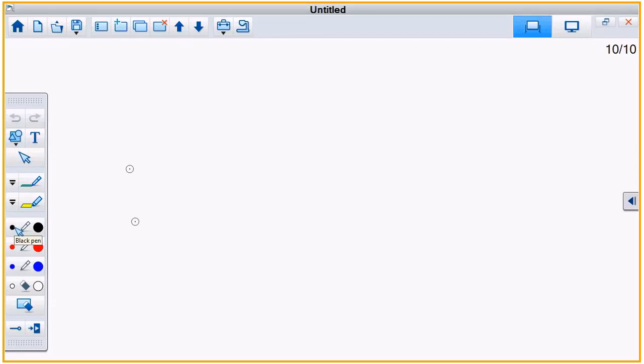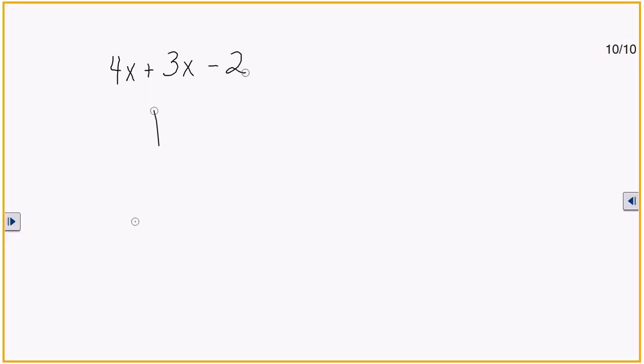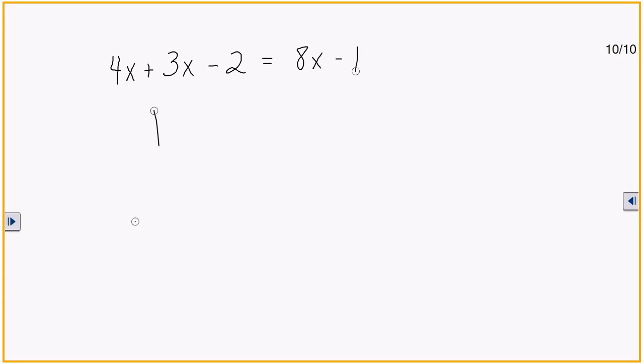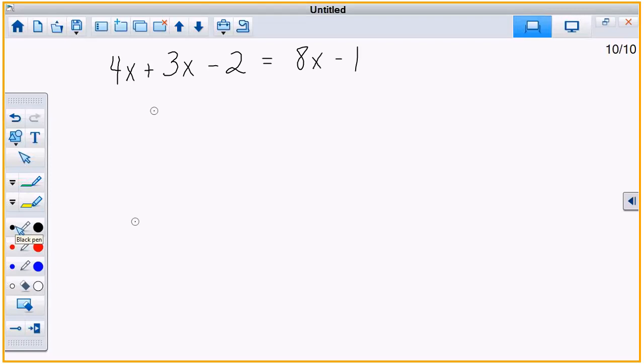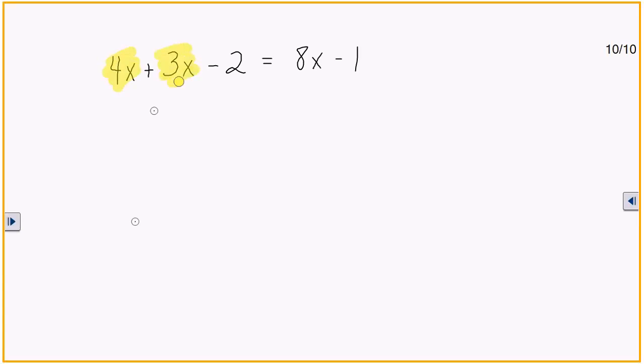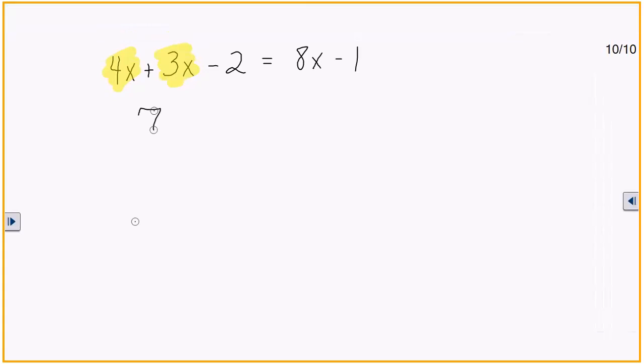Here's an example of combining like terms. 4x plus 3x minus 2 is equal to 8x minus 1. Now there is an example of a multi-step slash combining like terms problem. Okay, what do you do first? Well, you notice that on the left side, you've got two x's. And one of the rules of algebra is consolidate whenever you can, okay? Or get all the x's together, or however you want to say it. 4x plus 3x is 7x. I combined like terms, and I got 7x. Bring the negative 2 down.